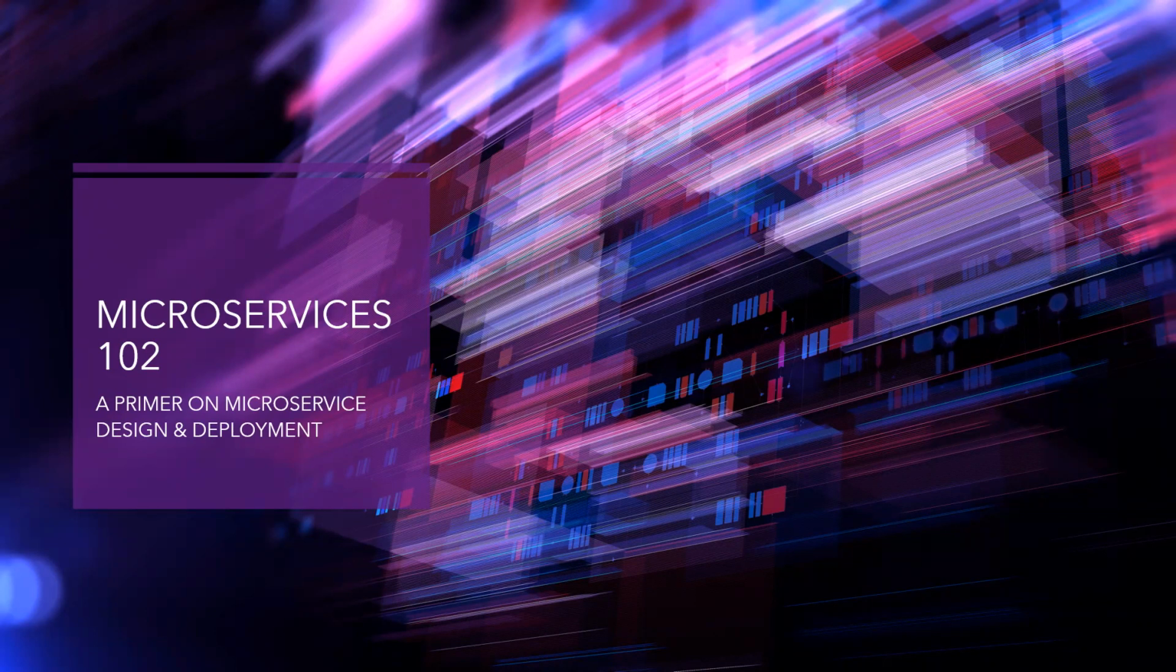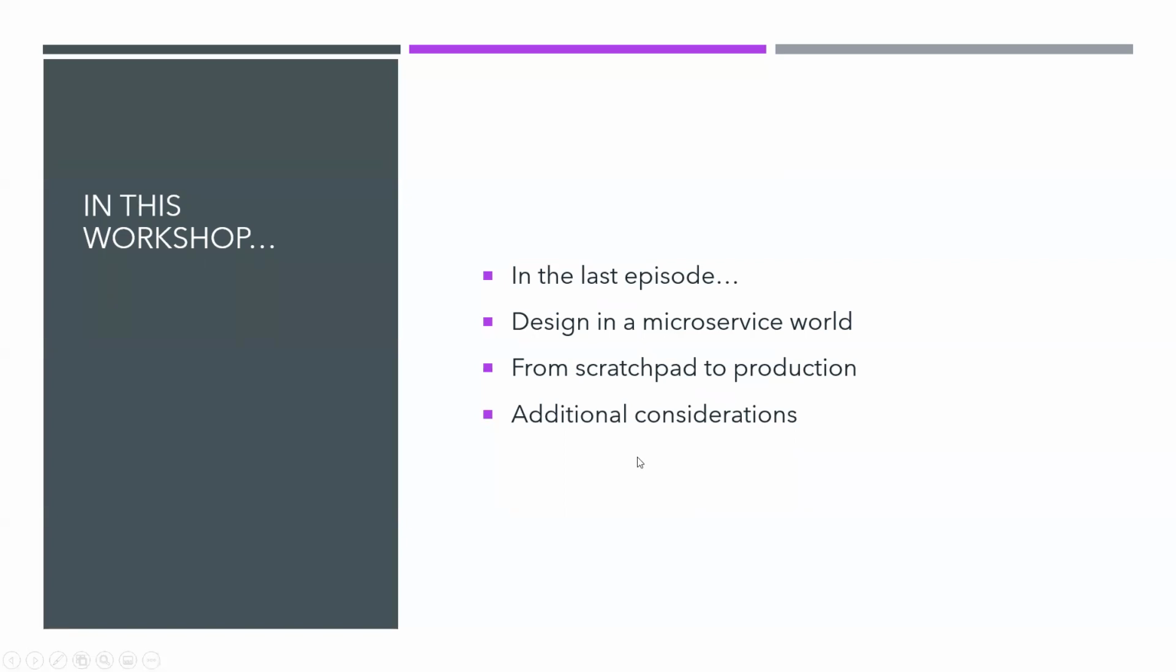In this workshop, we will be looking into, first of all, a quick review of what we saw last time. Then we will go back and revisit some of the design considerations we looked at last time. And afterwards, we're getting to the good stuff: how to set up our projects, how to set up our tooling, how to properly deploy our services, and how to monitor them, keep them in check. And we'll provide some additional topics for you to research once we're done with this.